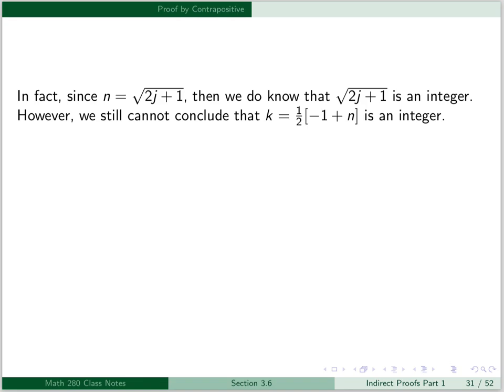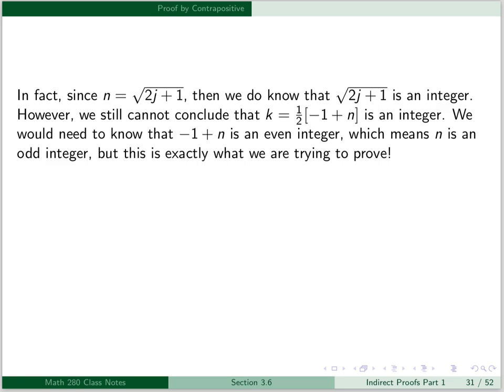Now, in fact, since n is equal to the square root of 2j plus 1, then we do know that the square root of 2j plus 1 is an integer. However, we still cannot conclude that k is equal to 1/2 times the quantity negative 1 plus n is an integer. In order to conclude this, we would need to know that negative 1 plus n is an even integer, which means that n is an odd integer, but this is exactly what we are trying to prove.